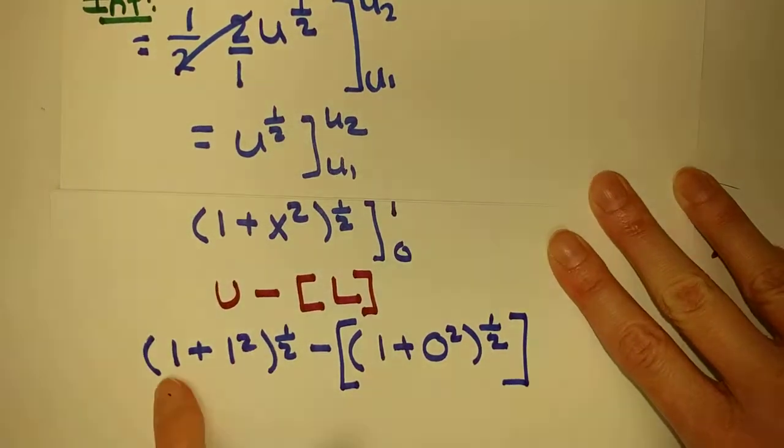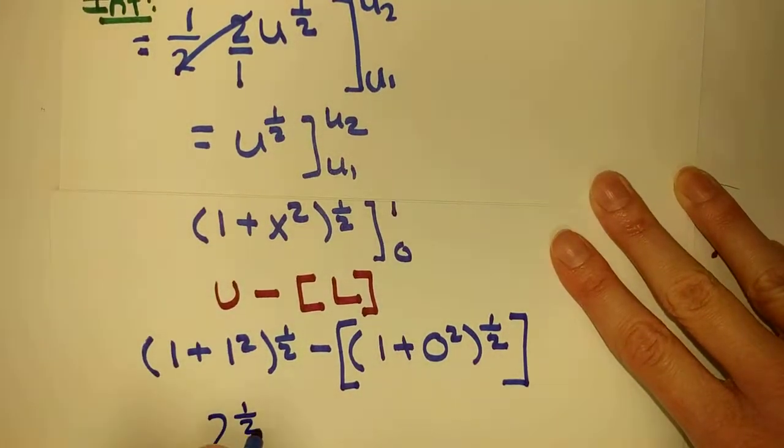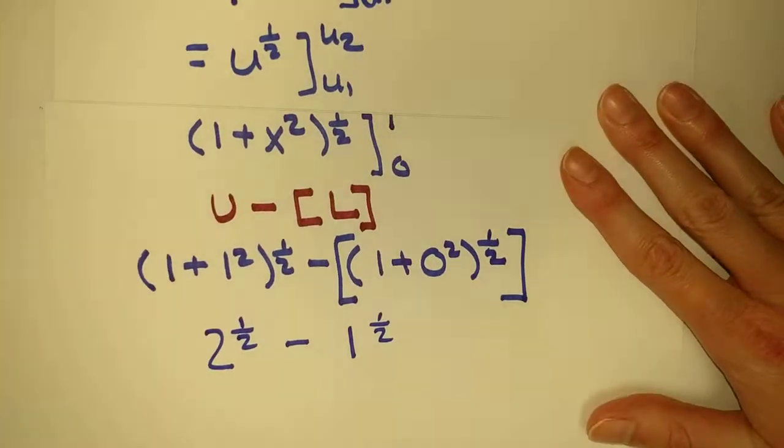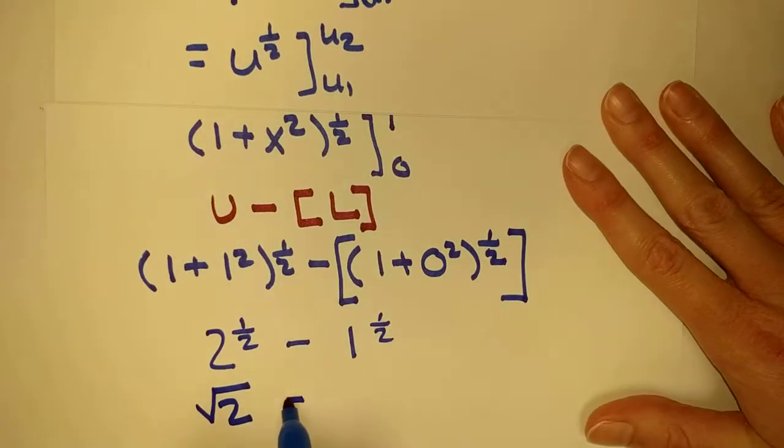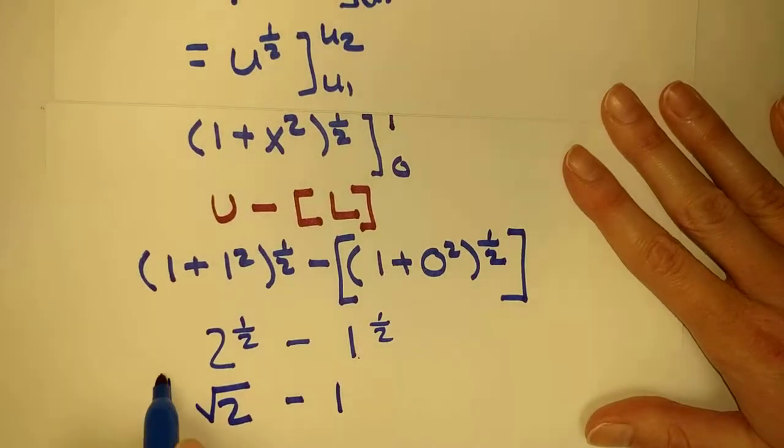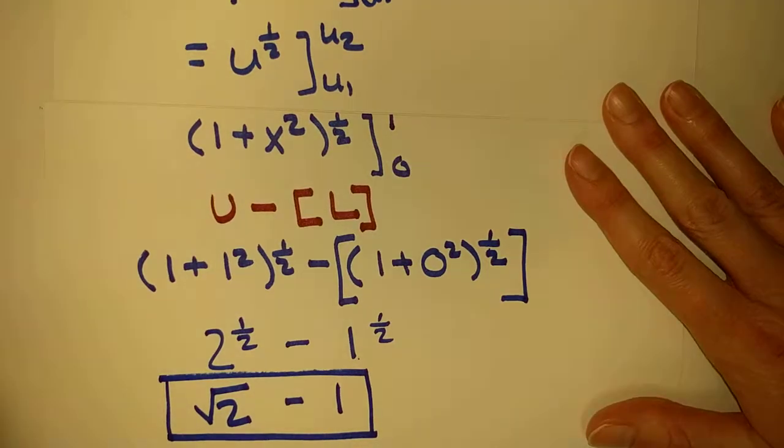All right, so inside this parenthesis you have 2 to the 1/2 power minus, inside this parenthesis you have 1 to the 1/2 power. So that is going to be the square root of 2 minus 1 to the 1/2 is just 1. So this evaluates to square root of 2 minus 1.